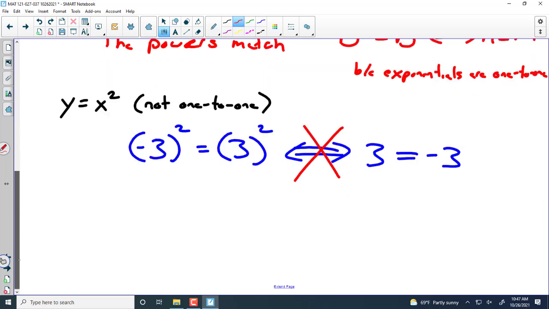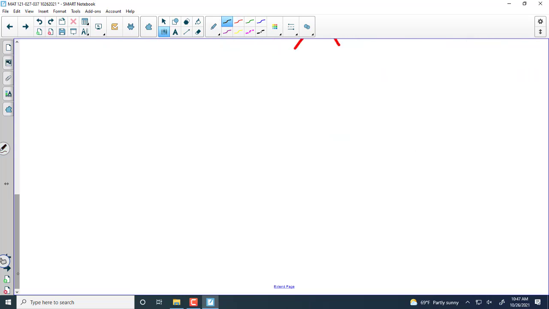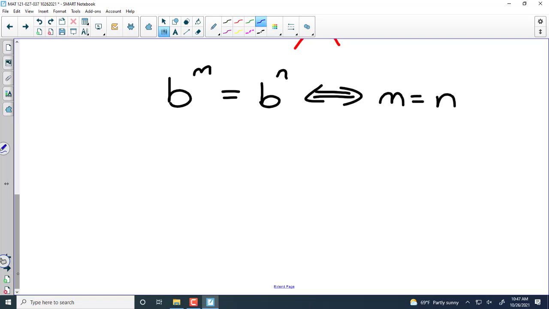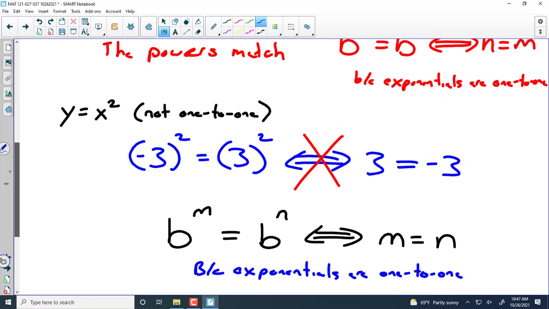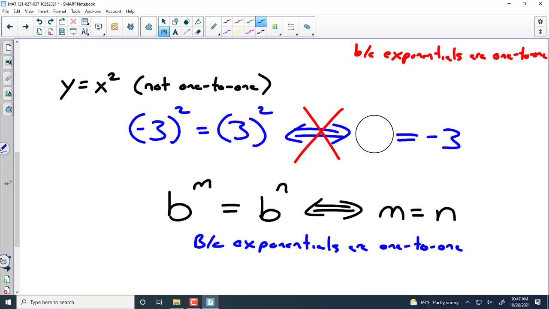So what's the punchline? What do I want you to walk away from with this? I want you to walk away that if you know you have a base with a power, and that equals the same base with a power, then that means the powers are equal. But if someone asks you why that's okay, you can say, because exponentials are 1 to 1. That's why that's okay to say that. Because it doesn't work with things like the squaring function, because it's not 1 to 1. Once again, I've made this confusing unintentionally. Doesn't really matter because it still doesn't work.